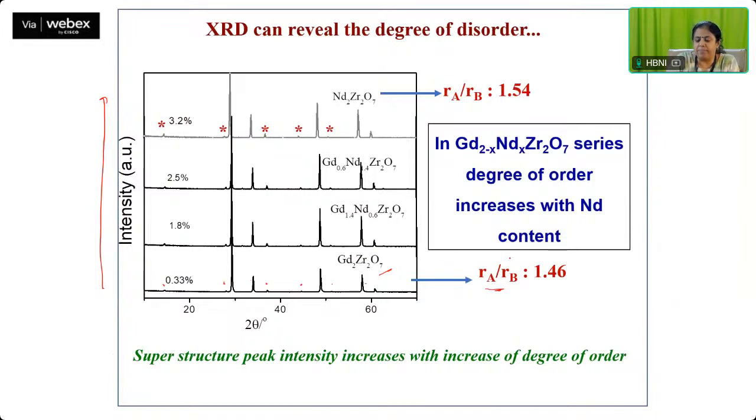I'm increasing RA by RB. My ordering is becoming better. Please try to concentrate on the intensity of the superstructure peaks now. These peaks are increasing in intensity. So these are the peaks that show me that the degree of order in my material is increasing with an increase in neodymium content.